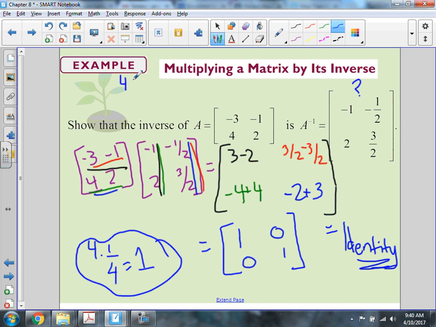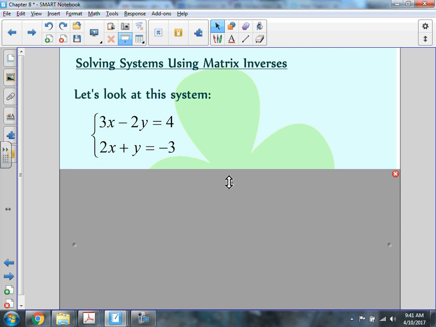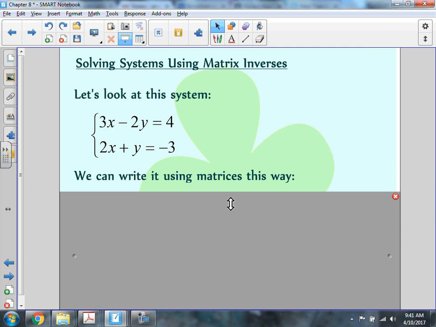If I have the equation 4x equals 16, no, let's do 20, the way I solve is I multiply by its inverse. Okay, so that's why inverses are so cool. They allow us to solve equations. So we need to know, how do we come up with a matrix inverse? So if we look at this system, we can write it using matrices this way.